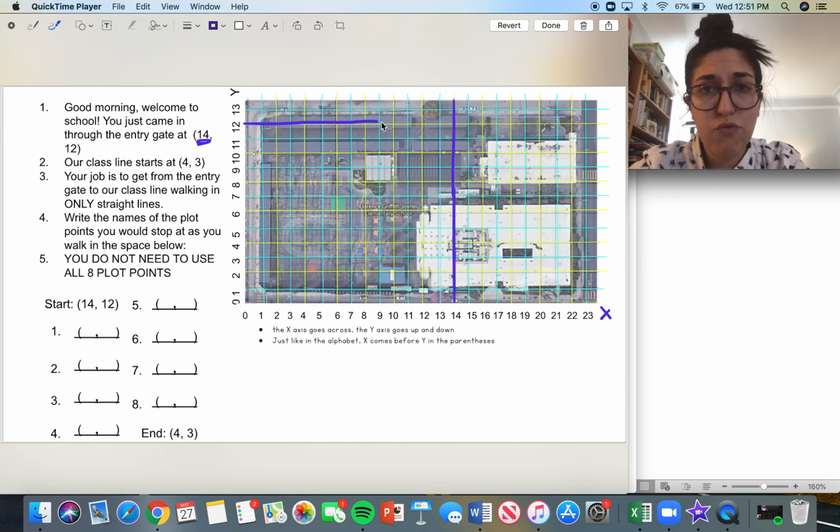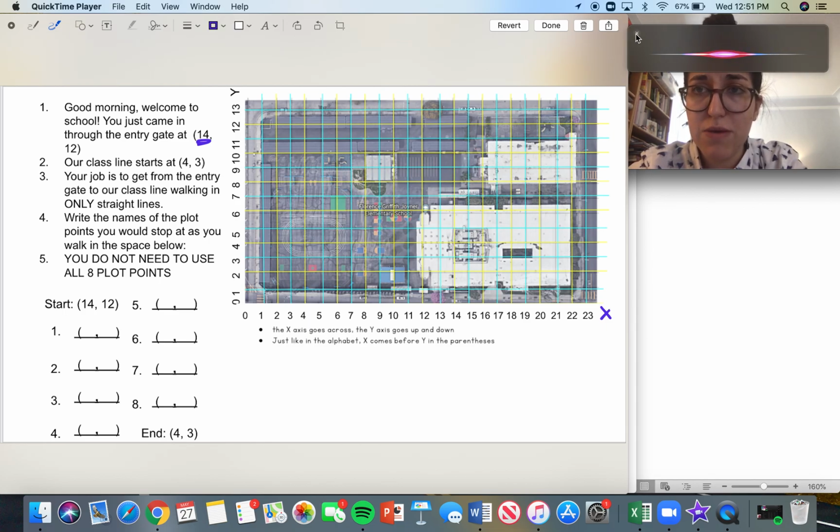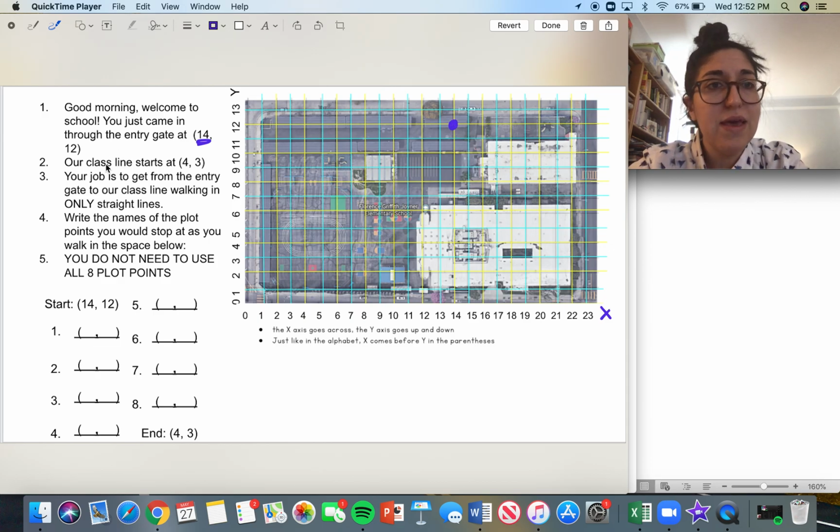So I'm looking for a point on this graph where these two intersect, where they overlap, and it turns out to be right here. This is where these two intersect, and that's the entry gate. Our class line starts at 4, 3. So again, I need to figure out where that is: 4 across, 1, 2, 3 up. Here's where our class line starts.